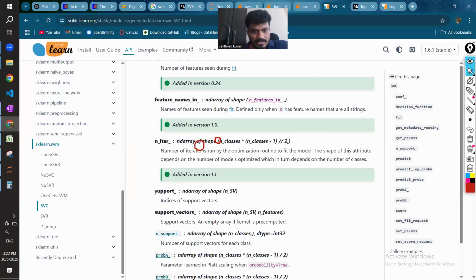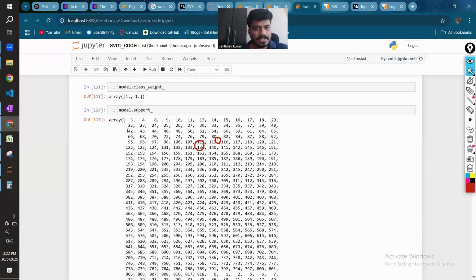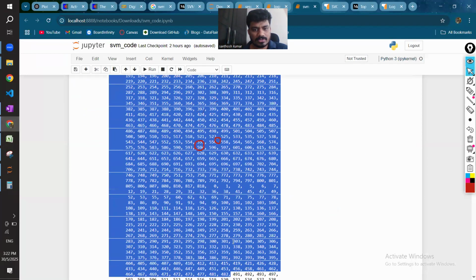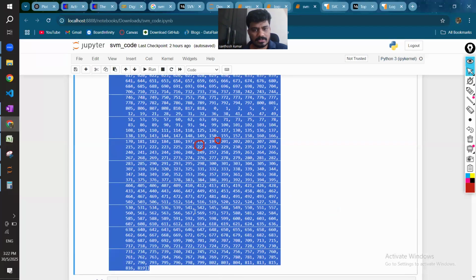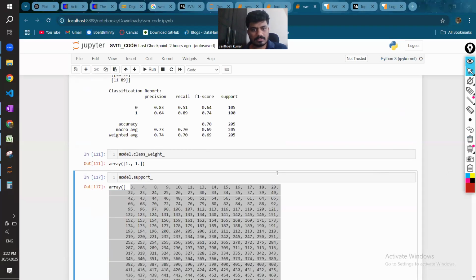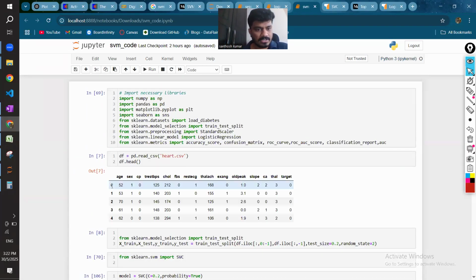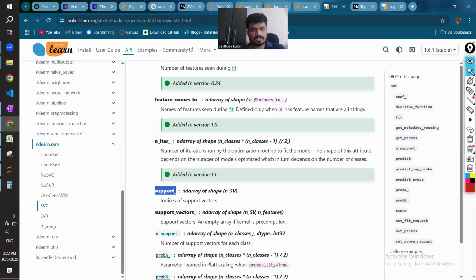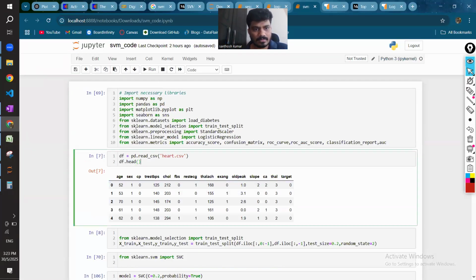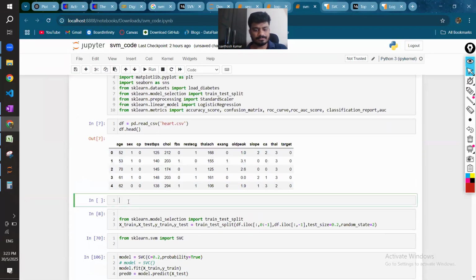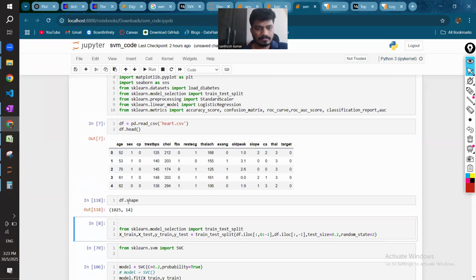So in our case, if you want the support vectors, it's support underscore. When I do support underscore, it is saying these are all the points of support vectors. Indices means row numbers. This is row number 0, 1, 2, 3, 4. So it is saying indices of the support vectors.